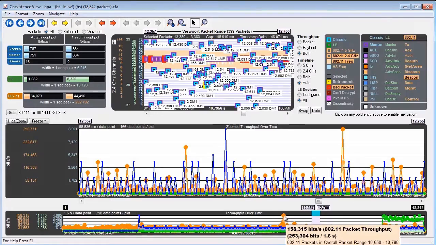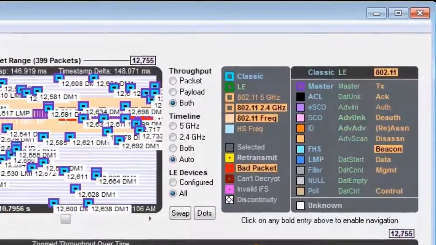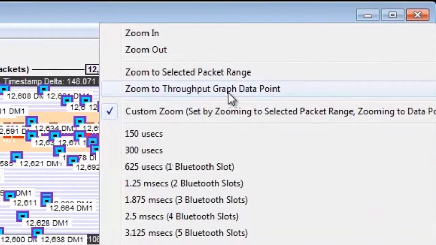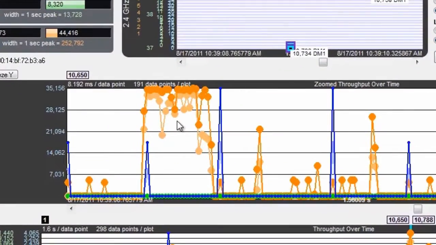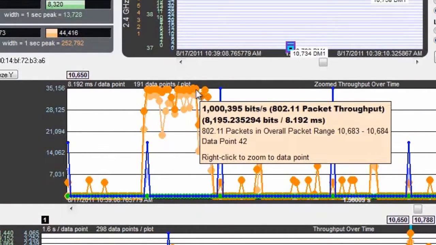You can also set the time range of the zoom throughput graph by zooming to a single data point in the session throughput graph. So if you right-click it and go zoom to throughput graph data point, you now see the zoom of that single data point. This is the highest 802.11 throughput we have in the session throughput graph. Most of that activity is happening right here. And you can see what's happening at each dot with the tooltips.